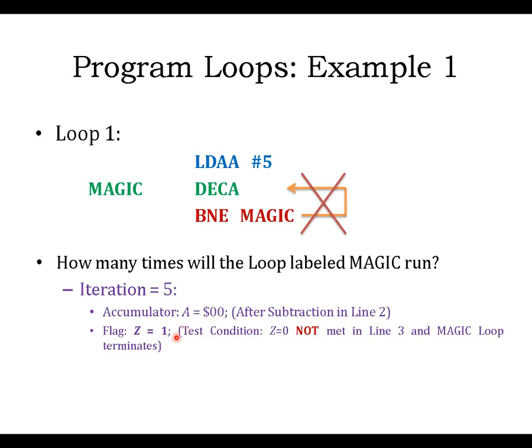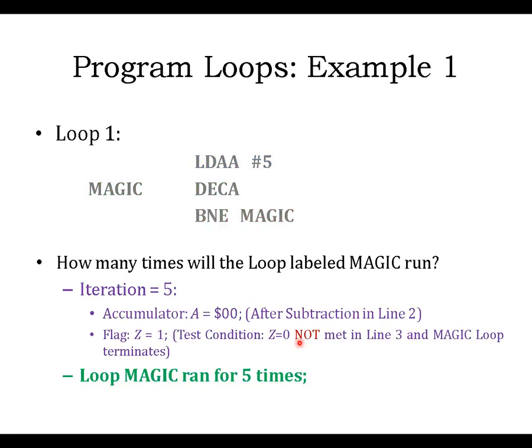Do you see the change? Z flag is set now, right? Now what happens? Since the zero flag is set, the condition is not met this time. That means we are not going back to line 2 again. We are done. Now the question was, how many times did the loop run? What is the iteration number? 5. So your simple answer is, the loop ran only 5 times.